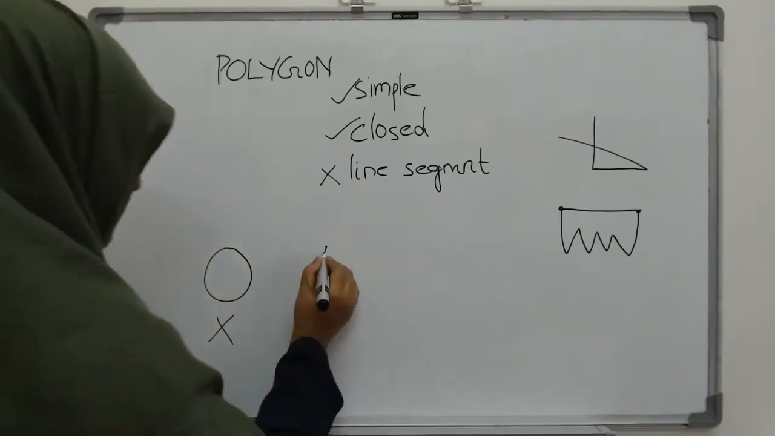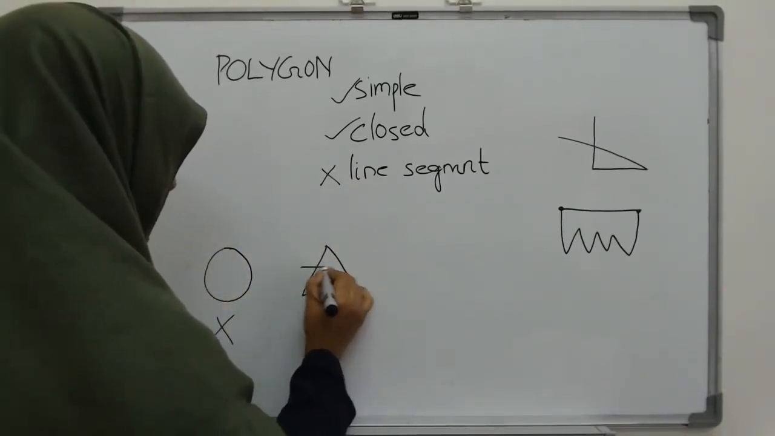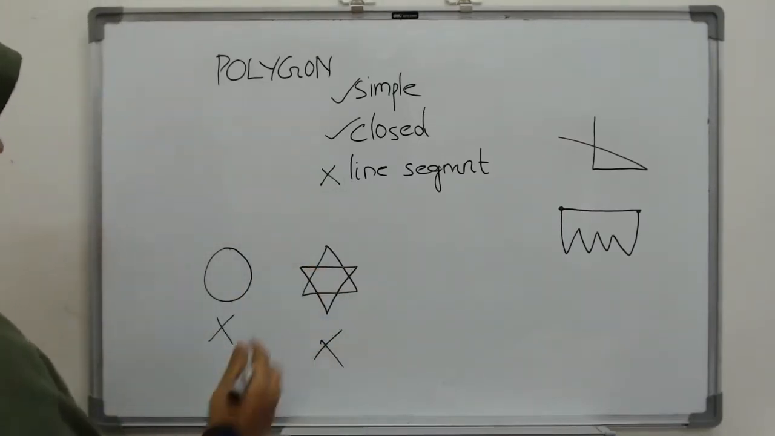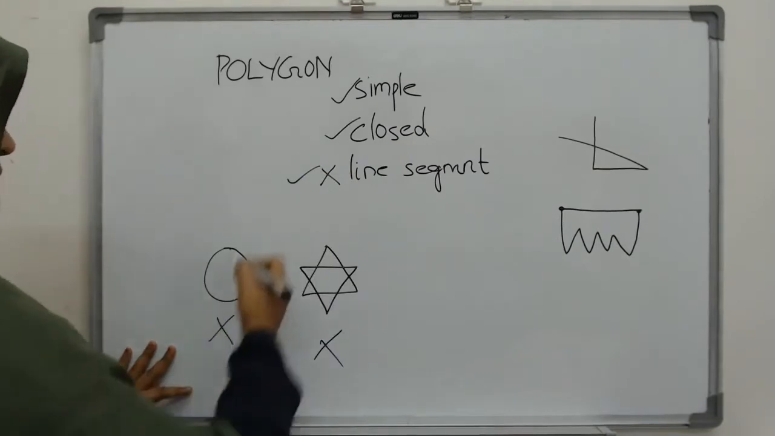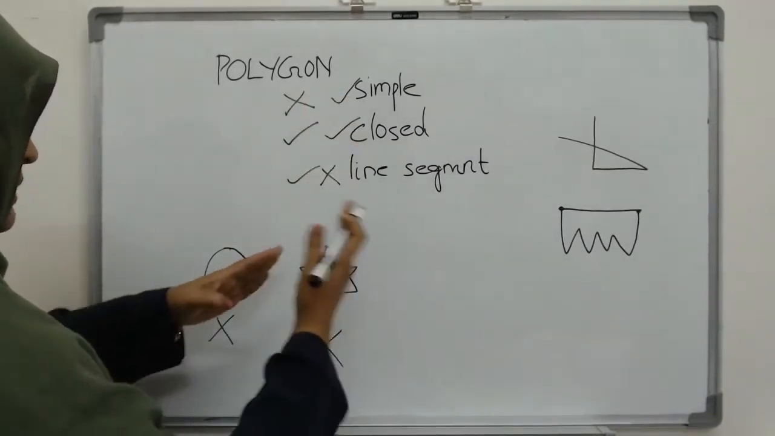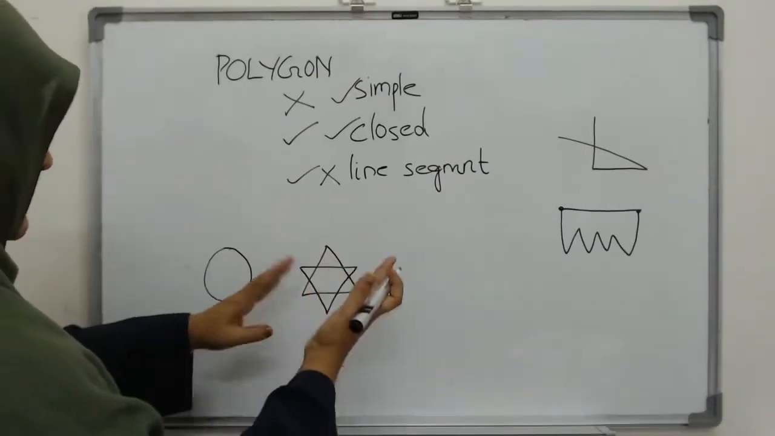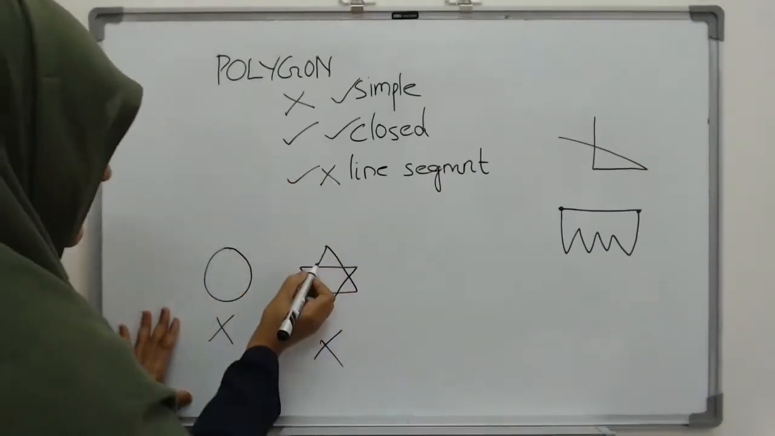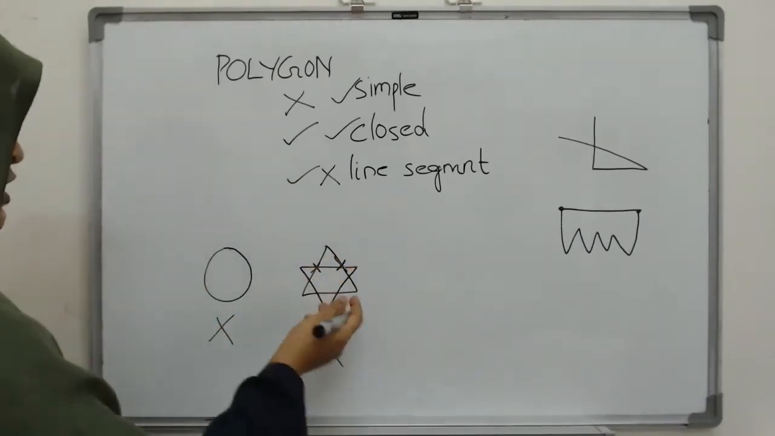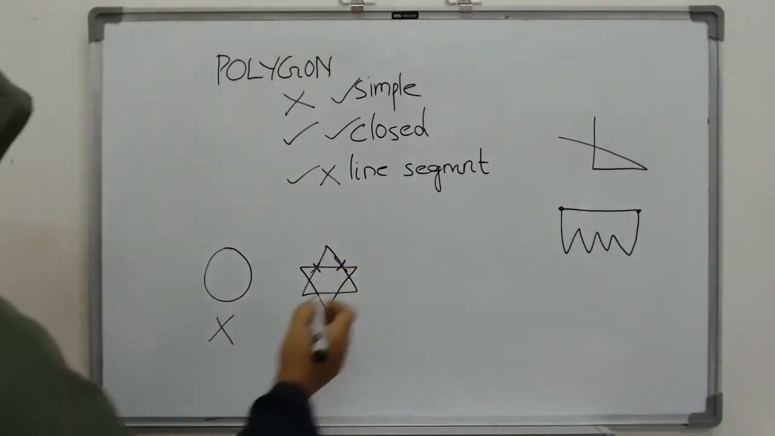Now again, a figure which you already know, a star. This again is not a polygon. Why is that? It is made up of line segments. It is closed, but it is not simple. Why? Because see how many places the sides are intersecting themselves. Here, here, the sides keep on intersecting. So this again is not a polygon.